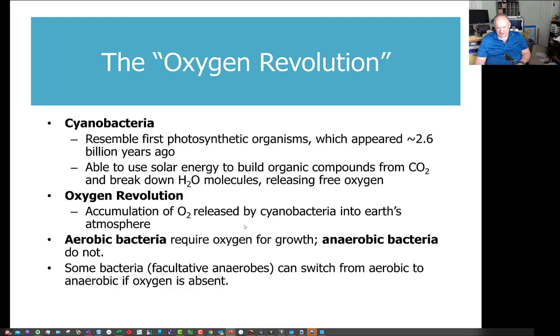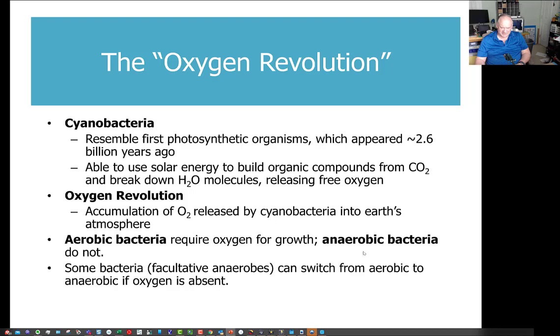So this is what I was referring to, is changing globally and adding oxygen, which was not much at the beginning of time, but it's much higher now, thank God, because we're here. We can breathe the oxygen. Aerobic bacteria require oxygen for growth. Anaerobic bacteria don't. So they don't have to have oxygen. There are these different types of organisms.